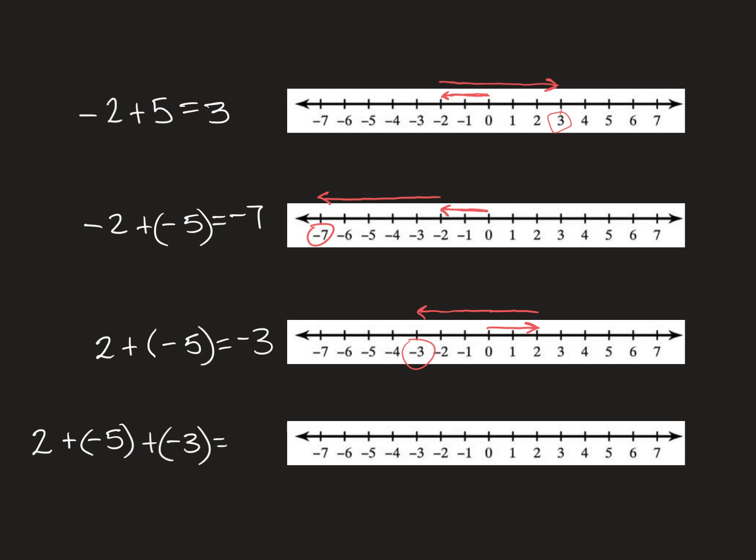So we start with 2, so I go from 0 to 2, and then I'll add -5. So I just did that in the last one. So if I add -5, I'm going to go 1, 2, 3, 4, 5 to the left, and then now I have to add -3, which means I have to go 3 more in the negative direction. So that would mean I do 1, 2, 3. I land at -6. And that is our answer, -6.